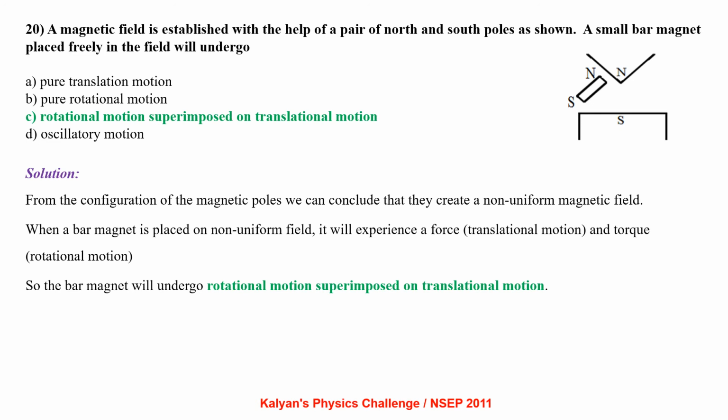A magnetic field is established with the help of a pair of north and south poles as shown. A small bar magnet placed freely in the field will undergo pure translational motion, pure rotational motion, rotational motion superimposed on translational motion, or oscillatory motion. From the configuration of the magnetic poles, we can see the magnetic field created is non-uniform. When a bar magnet is placed in a non-uniform field, it will experience a force as well as torque. So the bar magnet will undergo rotational motion superimposed on translational motion.